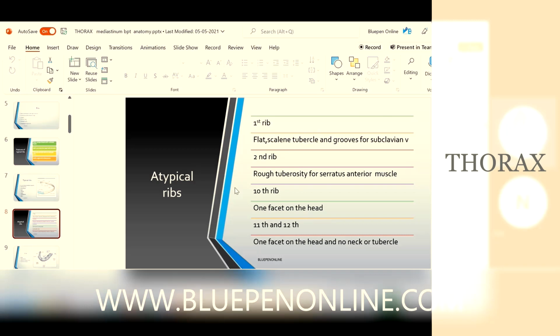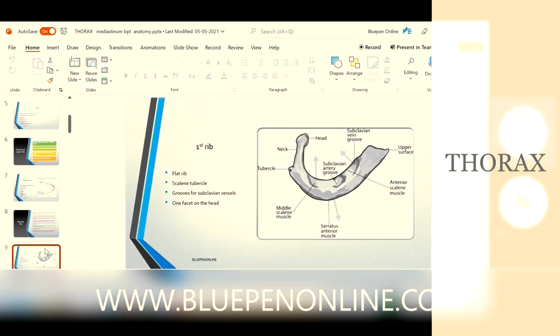So that's about the first rib. I'll show you the first rib. See, this is the first rib. The head, the neck, the tubercle, and there is a groove, the subclavian groove, through which the subclavian vessels are passing. And here you can see the attachment of the muscles: anterior scalene muscle, serratus anterior muscle, middle scalene muscle. So this is about the first rib.